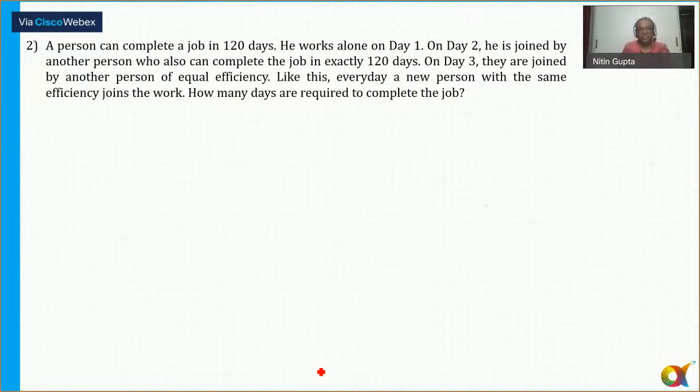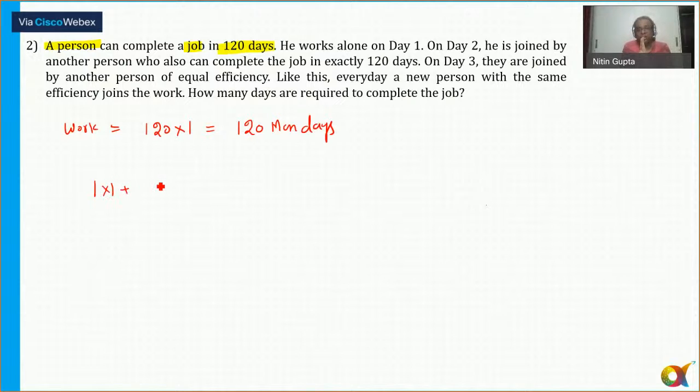Again, a very interesting question. A person can complete a job in 120 days. So what is the total work? Total work is 120 man days, since one man can complete the work in 120 days. Now it says he works alone on day 1. So on day 1, how many units of work? Only one.